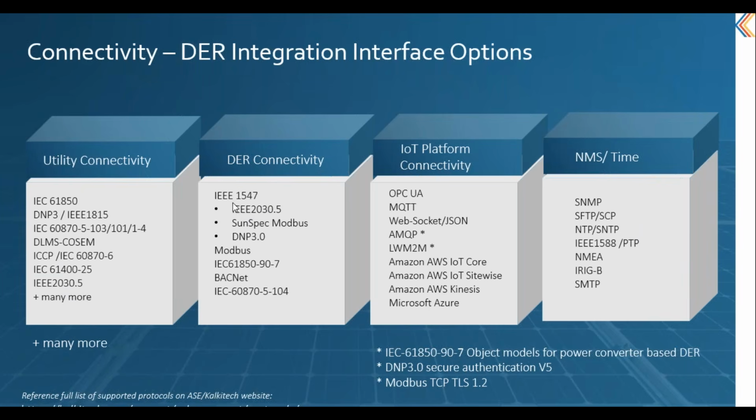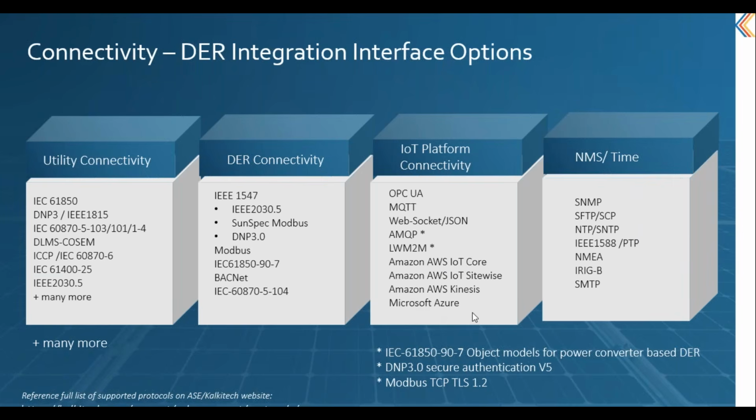For the DR connectivity, as per IEEE 1547, DR should meet any of these protocols. 2030.5 is the default, or it could also have SunSpec Modbus or DNP3. All these interfaces are supported in the edge or the aggregator software, and it could also connect over standard Modbus, IEC 61850-7, BACnet, or 104, all of which are supported in the edge or the aggregator as well. And from the gateway or the aggregator, you can also give data to other IoT platforms like Amazon AWS or Microsoft Azure.